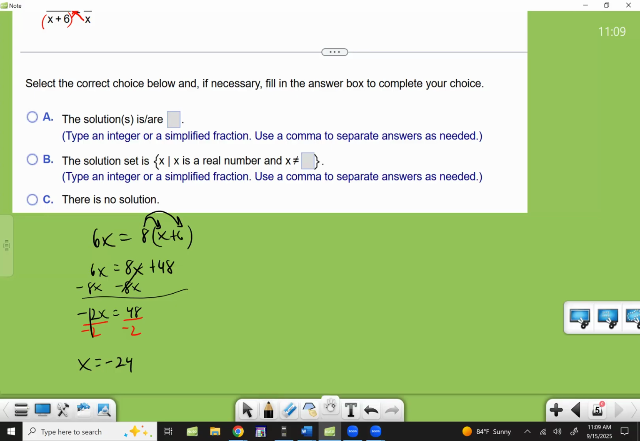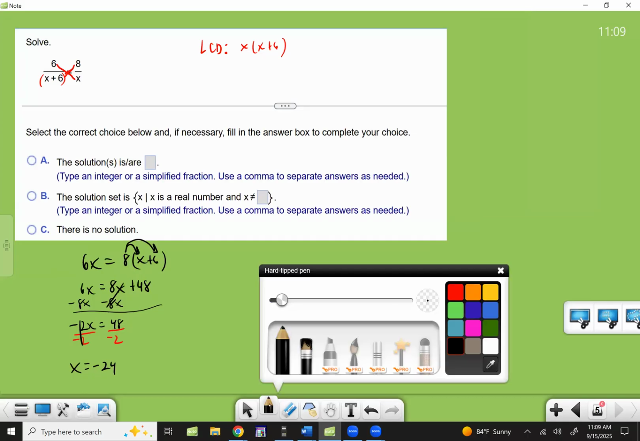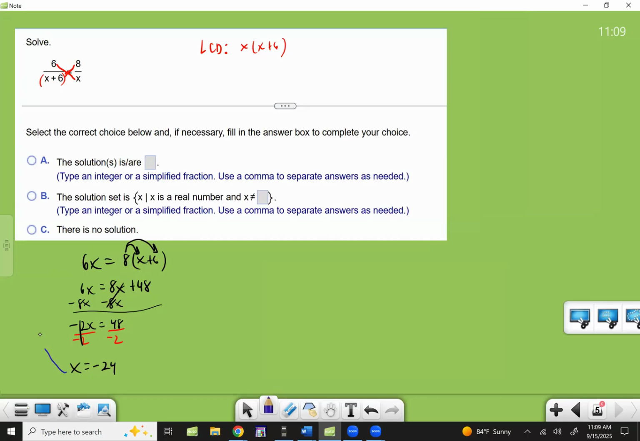Now remember, you do have to check and make sure that this solution is not an extraneous solution. So you want to go in here and see if I put a negative 24 in there, I'm safe. It doesn't make the denominator go to 0. And if I put a 24 in there, it doesn't go to 0.